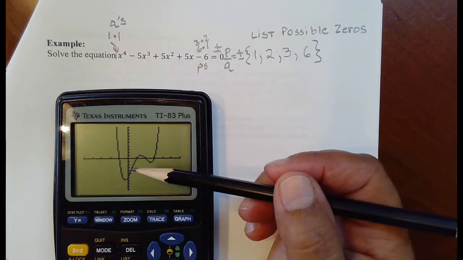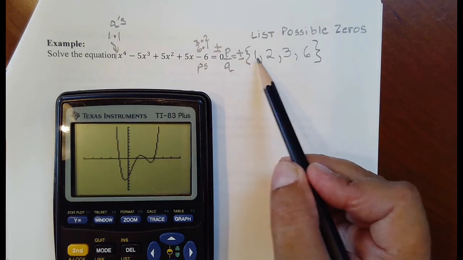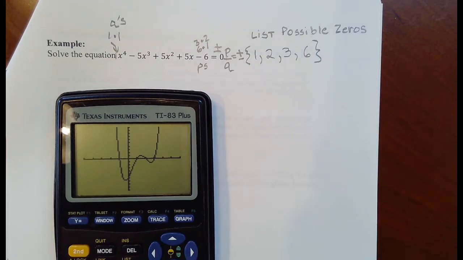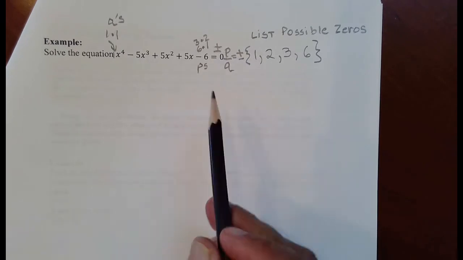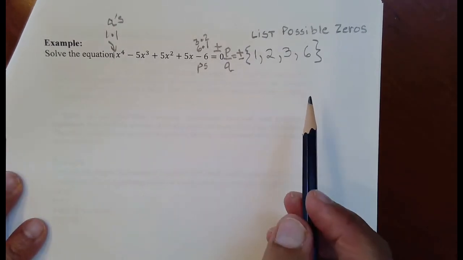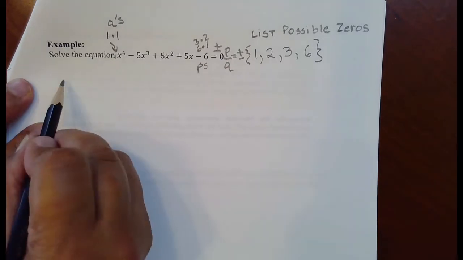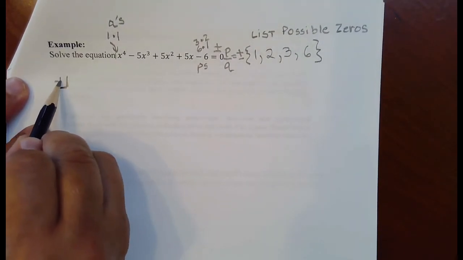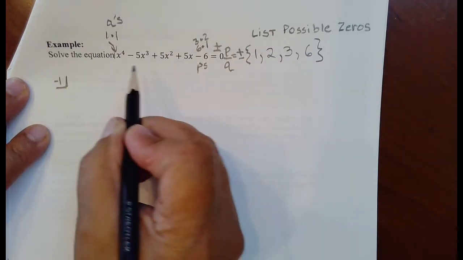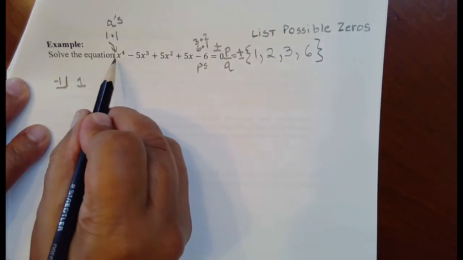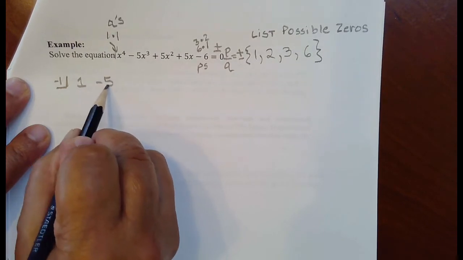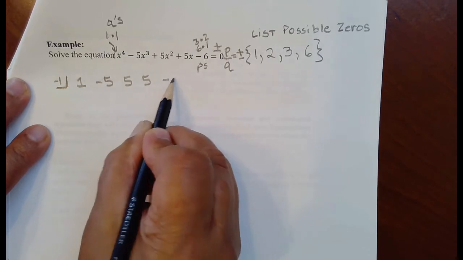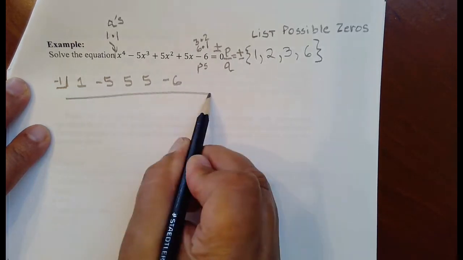And of course these make sense because both +1 and -1 are in this list of possibilities as things that could possibly be solutions. Nothing but these numbers can be your possible rational zeros. So we saw that the graph went right through -1, so let's use that. Our coefficients are 1 for the 4th degree term, -5 for the 3rd degree term, 5 for the 2nd degree term, 5 for the 1st degree term, and -6 for the constant.